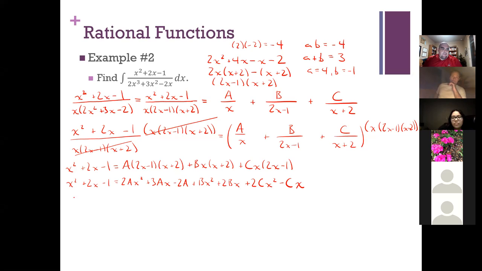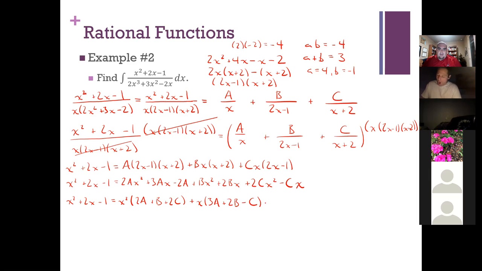All right, one last thing I'm going to do. I'm going to group everything on the right by powers of x. So if I factor out an x squared from everything that is multiplied by x squared, I get 2A plus B plus 2C, and then how about x? Then I'm going to have 3A plus 2B minus C. And then all the constant terms, everything that's free of x: negative 2A. Is that it? Yeah, that's it.